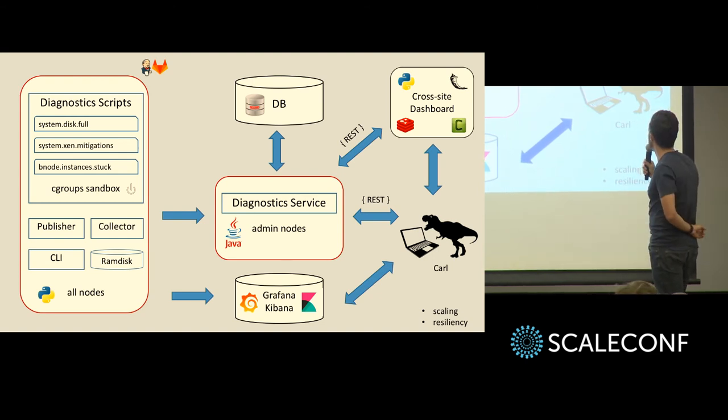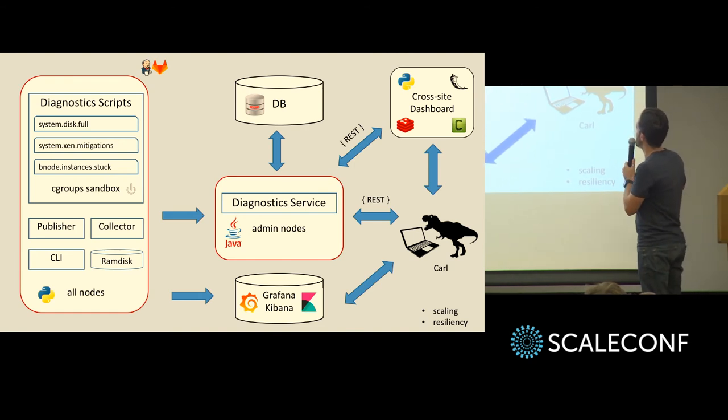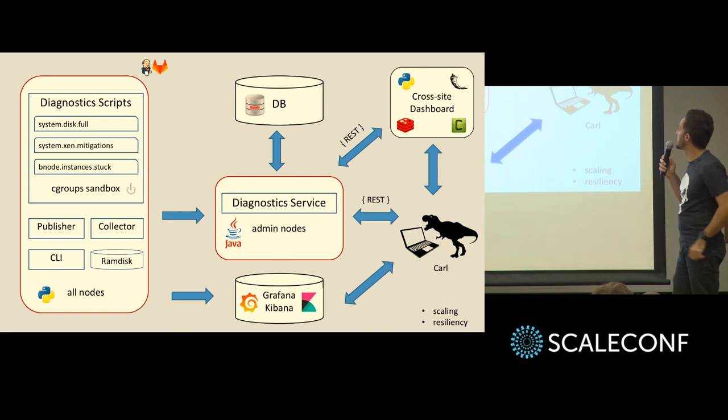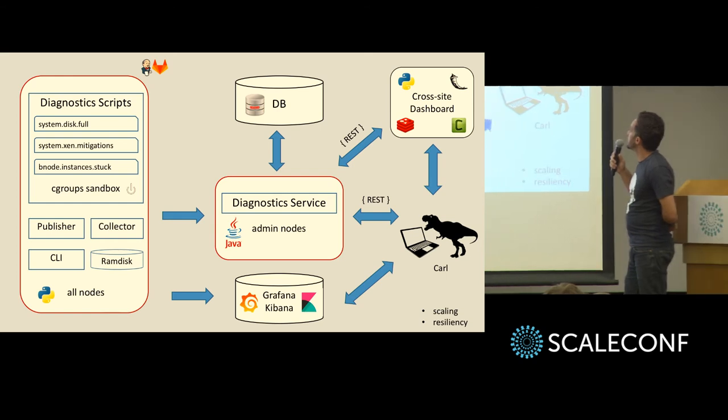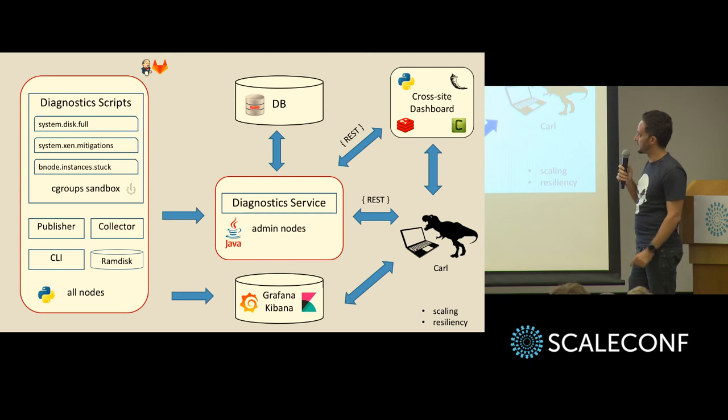The other thing we've been working on, which is still in beta, is a cross-site diagnostics dashboard, which you can see at the top there. We've been writing that one in Python with Flask, with Redis and Celery Workers. That's been a lot of fun. And basically what that does is it will periodically query for the diagnostic results from the diagnostic service across all sites and make them available to you in one place.